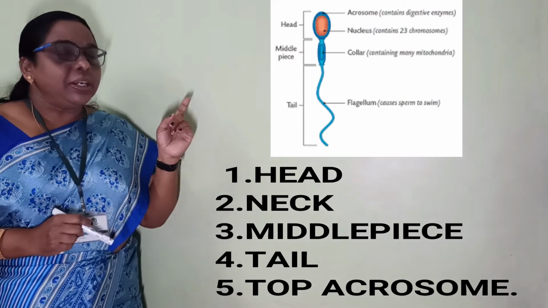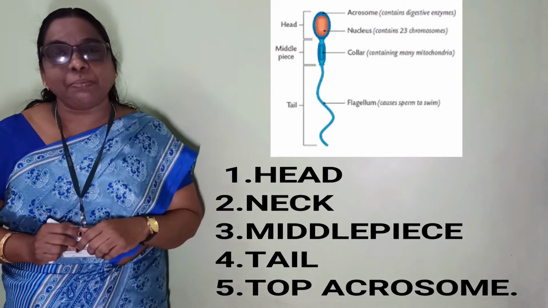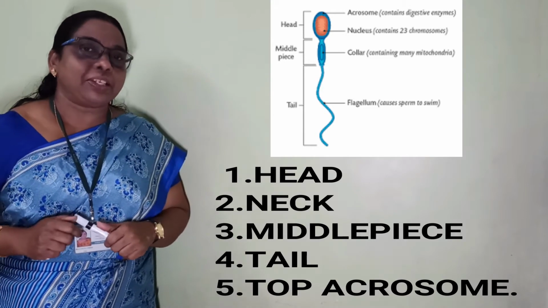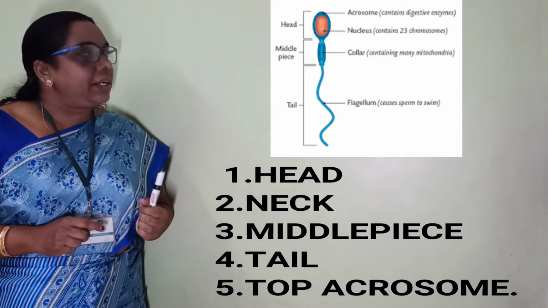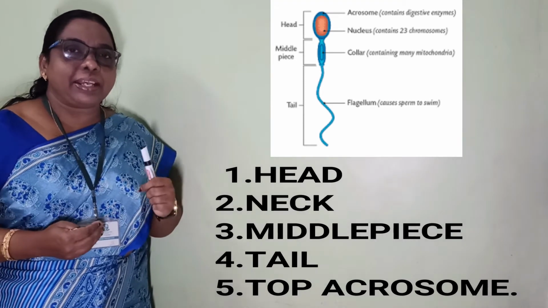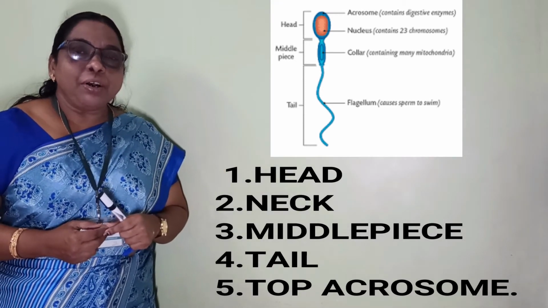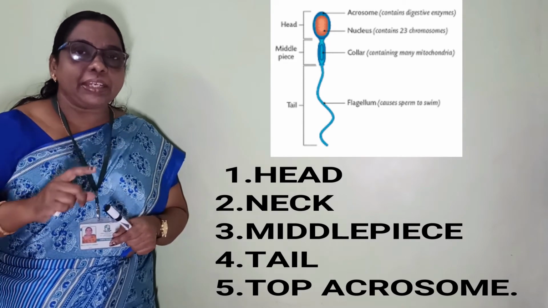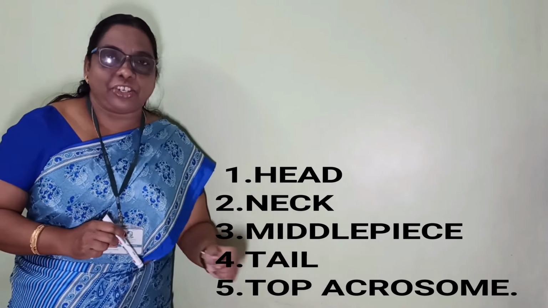Look at this picture, the structure of the sperm. We will see four parts in the structure of the sperm. The first one is the head, and on top of the head there is a cap-like structure that we call the acrosome. Inside the head there is the nucleus, and below the head there is a neck, and below the neck there is a middle piece. So we can say that the neck is the connecting link between the head and the middle piece, and the middle piece ends with the tail.